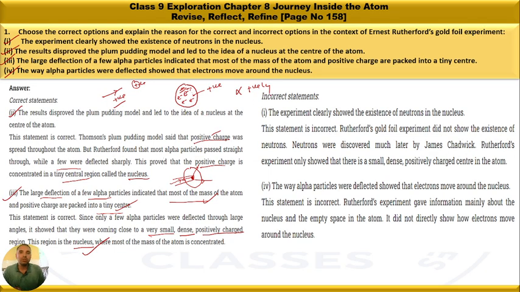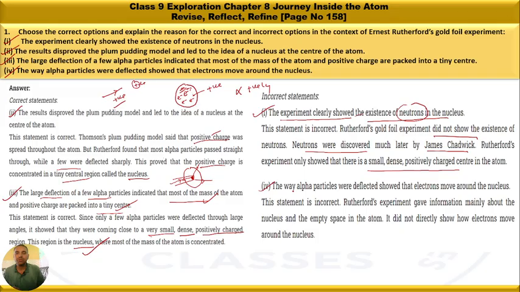Now out of these four options, two options are incorrect, the first one and the fourth one. The first one says the experiment clearly shows the existence of neutron in the nucleus. No. Rutherford's alpha particle experiment did not show the existence of neutron. Neutrons were discovered later by James Chadwick. Rutherford's experiment only showed that there is a small, dense, positively charged nucleus at the center of the atom.